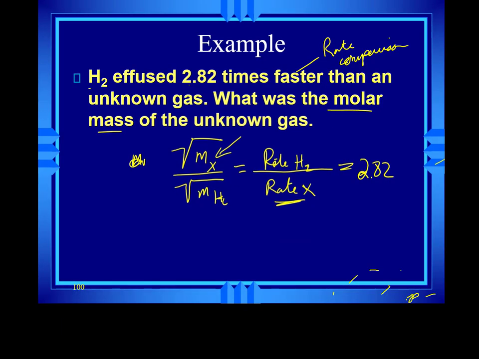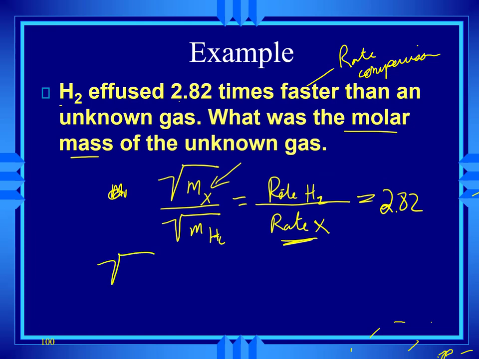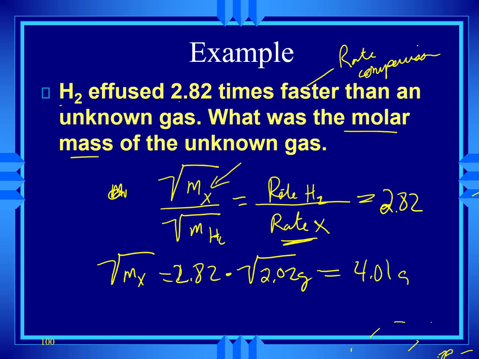So I get that the square root of the molar mass of X is equal to 2.82 times the square root of the molar mass of H2, and H2 is 2.02 grams. So if I push those buttons, 2.82 times the square root of 2.02 gets me the molar mass of X, with 3 sig figs, that's 4.01 grams.